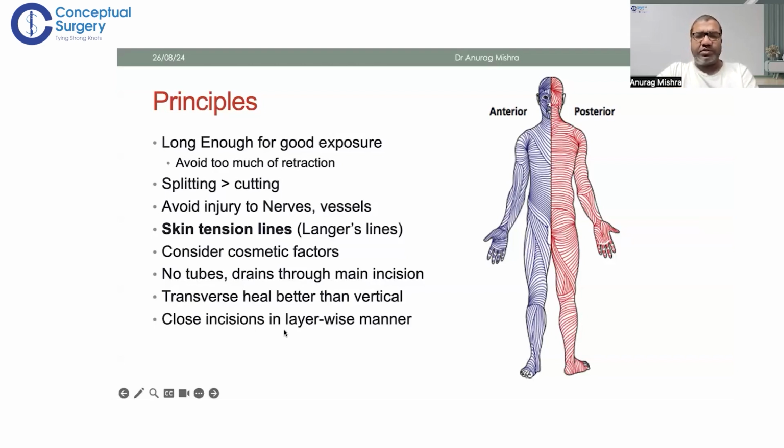When we are closing the incision, all the layers we divide have to be closed ideally layer by layer. So if you're cutting skin and then fascia and then muscle and then deep fascia and then the peritoneum, ideally all layers should be closed individually. That will lead to better healing, less adhesions and fewer complications.